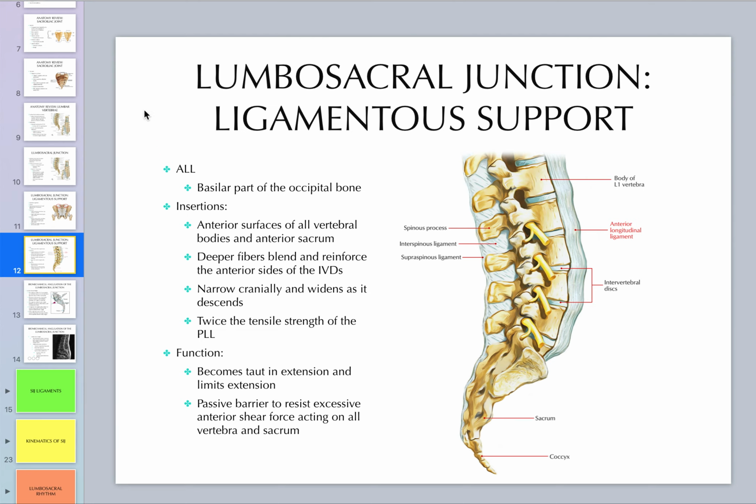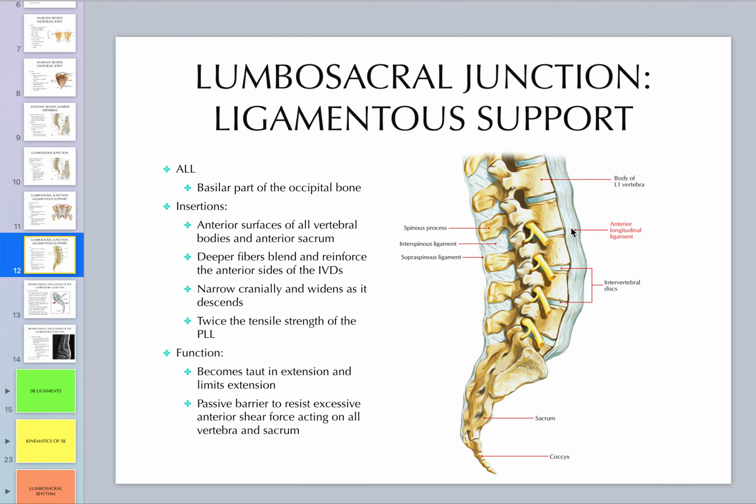ALL. So once again, we mentioned the ALL a number of times, starting from the cervical spine to the lumbar spine, and it extends all the way down to the lumbosacral junction right here. It starts from the basilar part of the occipital bone and goes through the anterior surfaces of all the lumbar vertebrae right here. It starts off thinner and then widens as it goes down closer to the lumbar spine. And once again, it has to reinforce that lordosis created by the lumbar spine.